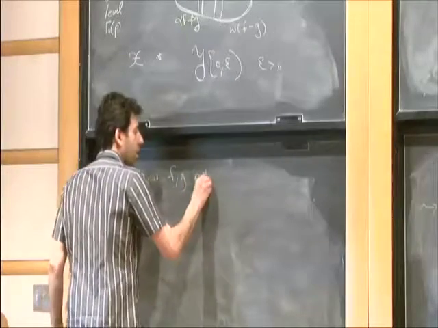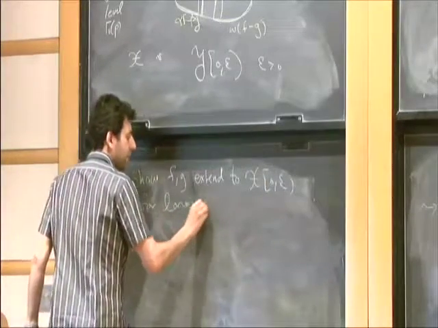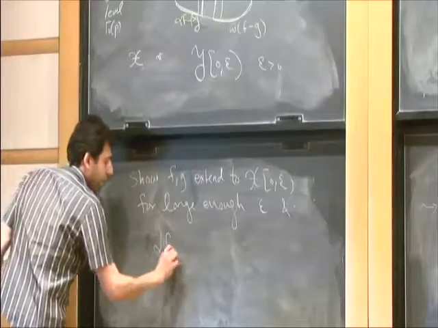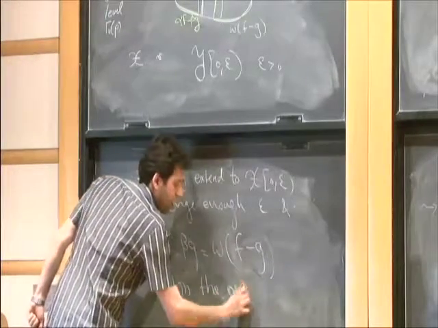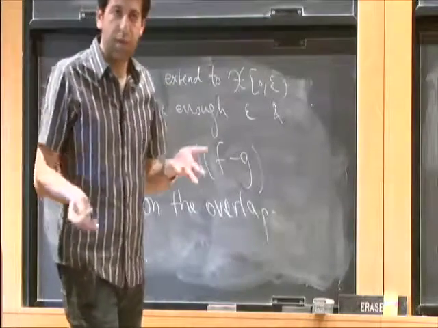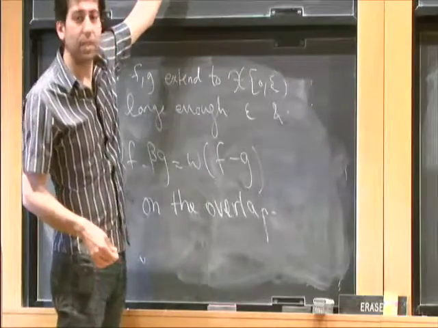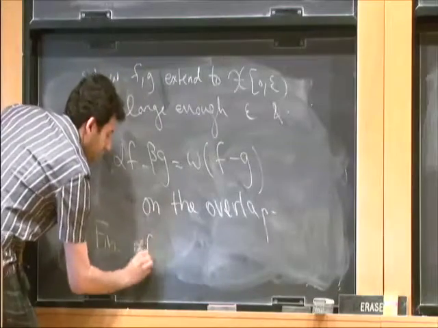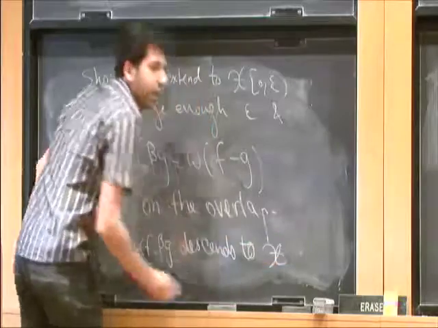So show F and G extend to X of 0 to epsilon for large enough epsilon, and show alpha F minus beta G equals W of F minus G on the overlap. Well, this shows you that alpha F minus beta G is classical on Y. And then it's not difficult to see that you can actually descend it from Y to X. Okay? So finally, alpha F minus beta G descends to X. Okay?